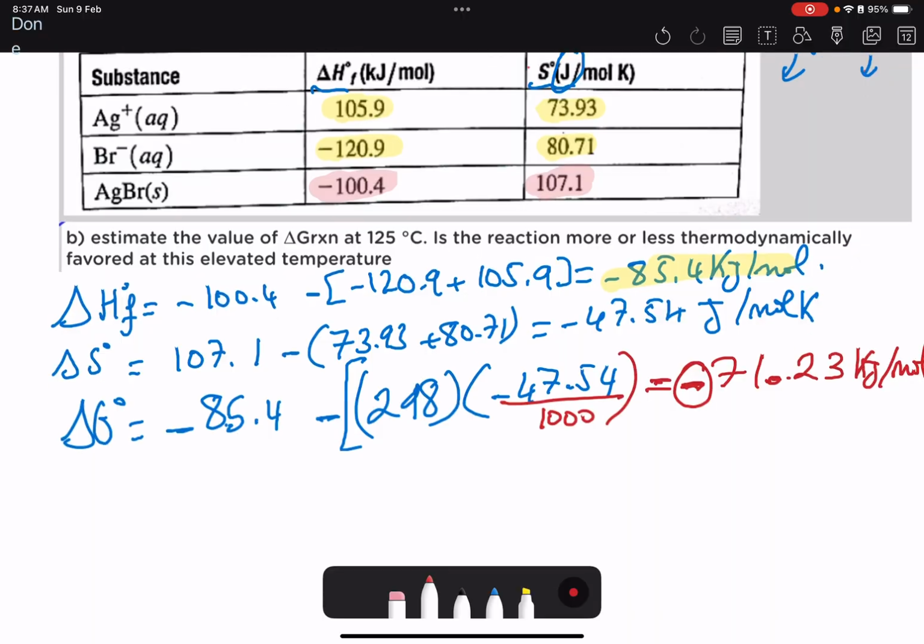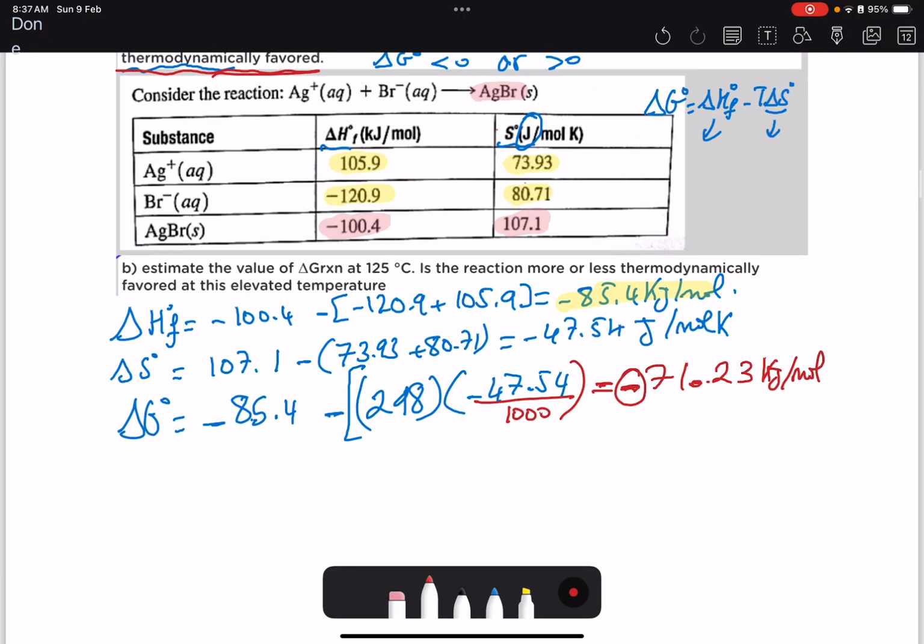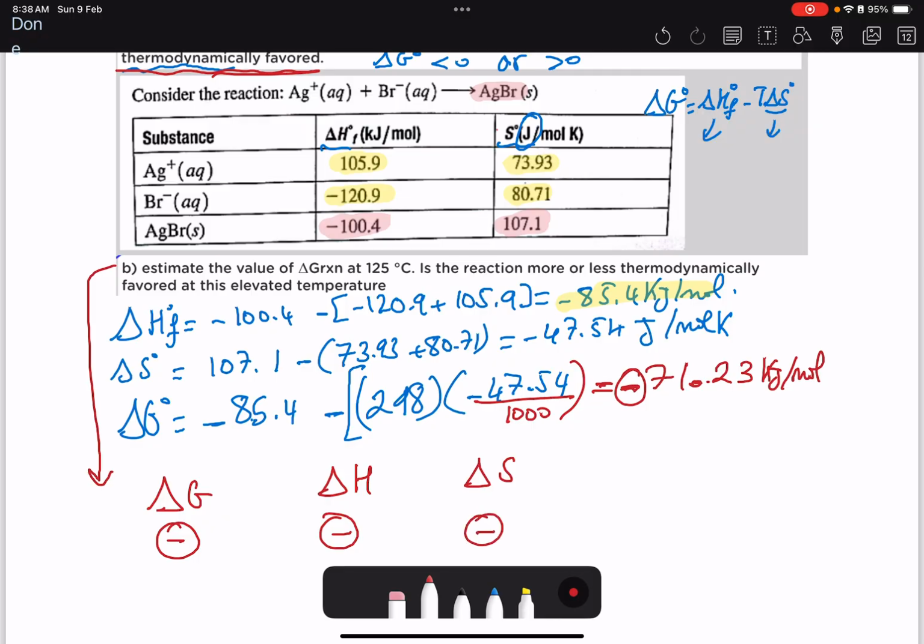Now, let's look at, for the sake of question B, let me just put what we got. We got a negative delta G, we had a negative enthalpy, and a negative entropy. So basically, this reaction is thermodynamically favored on condition that the temperature is low. And obviously, the temperature right now, 298, is a low temperature.